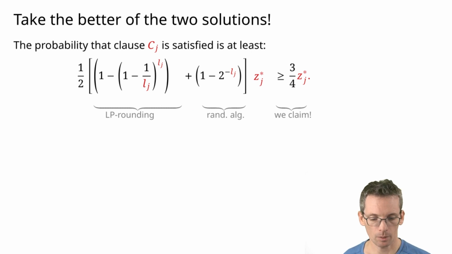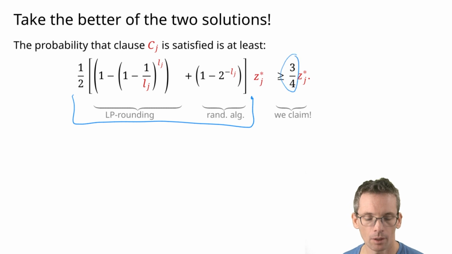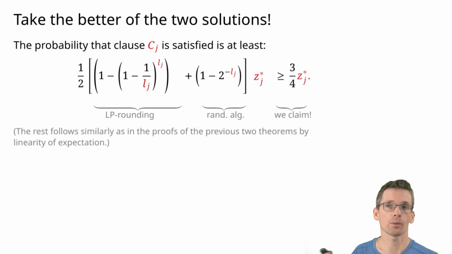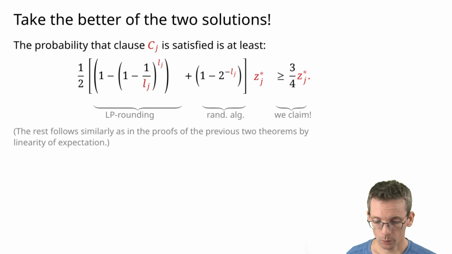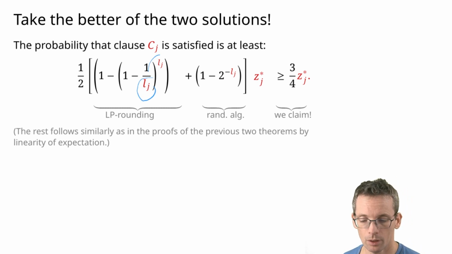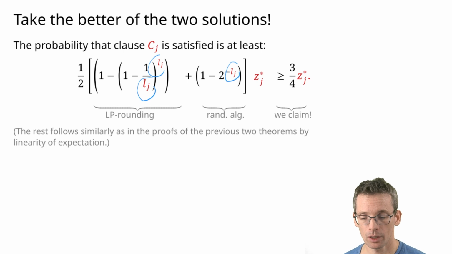And for that, we simply now need to prove that this expression in here is at least 3/4. If we can prove this, then the rest follows from simply linearity. To prove this, we do a case distinction. So what we have here only depends on Lj. We're first going to look at Lj is 1. So if Lj is 1, I have a 1 here. So this is 0, so I have 1 here.